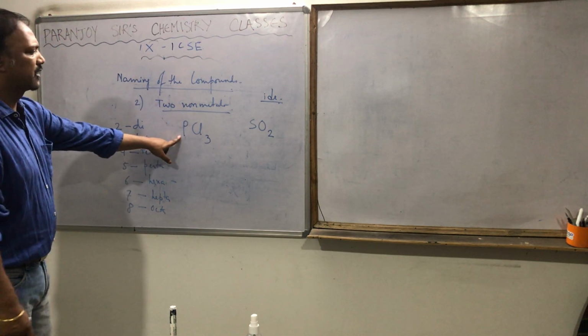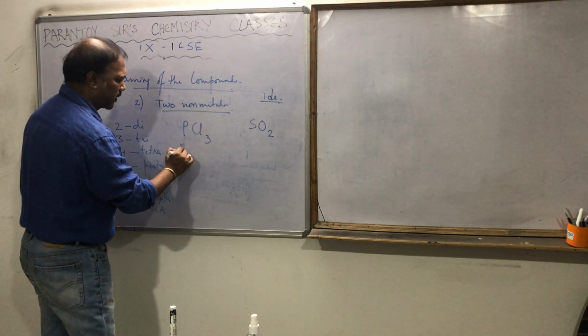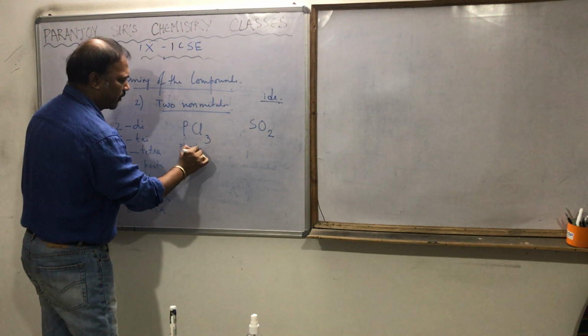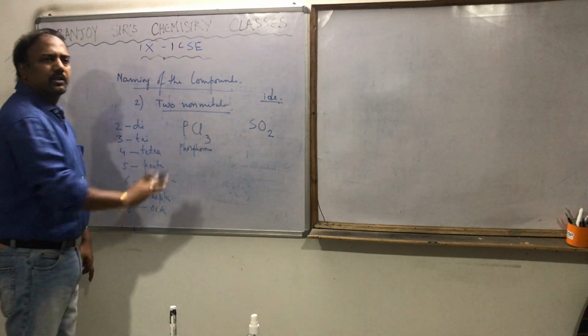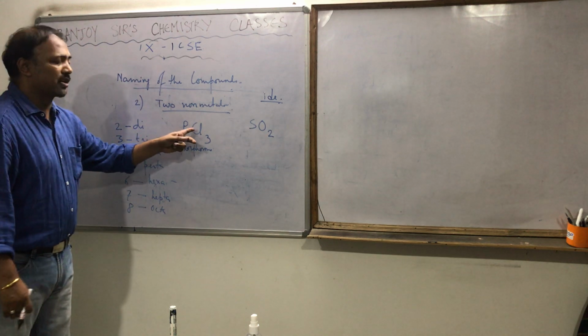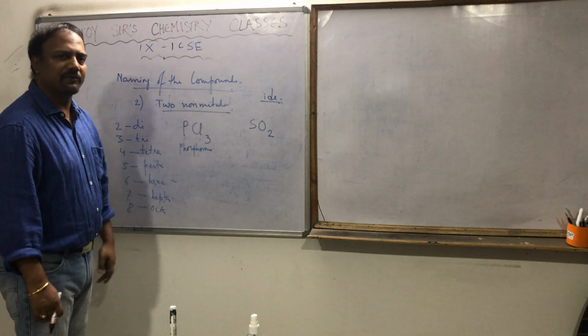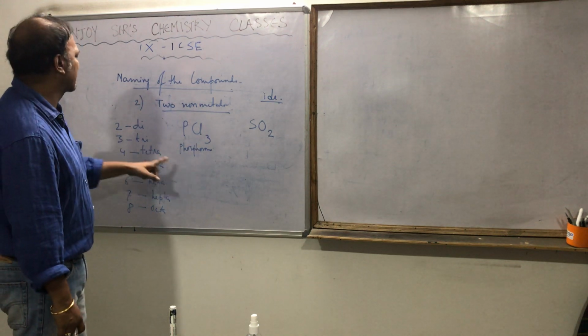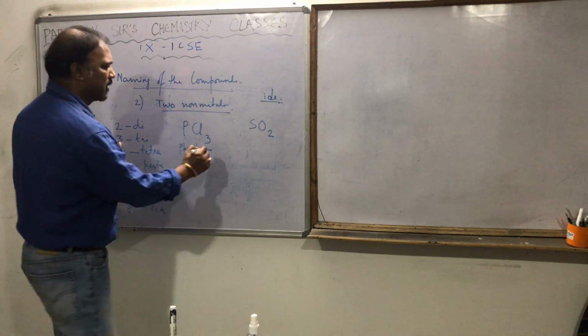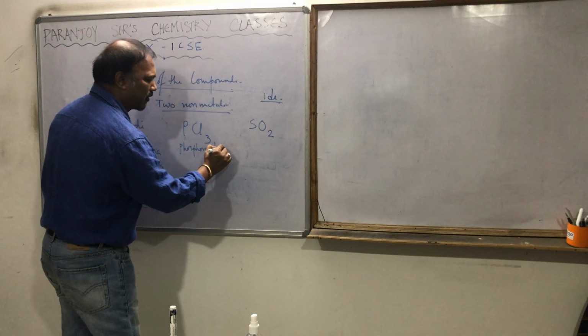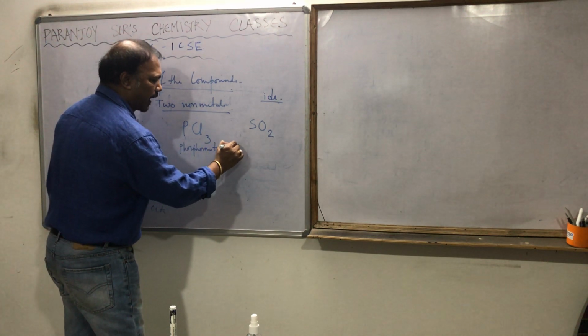Name of P: phosphorus. Now, I am not going to write phosphorus chloride. If it would have been a metal and non-metal, we would have written phosphorus chloride. But now we must write what? For 3, we must write phosphorus trichloride.